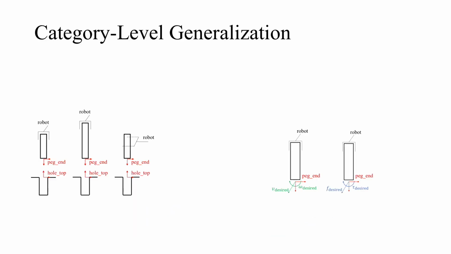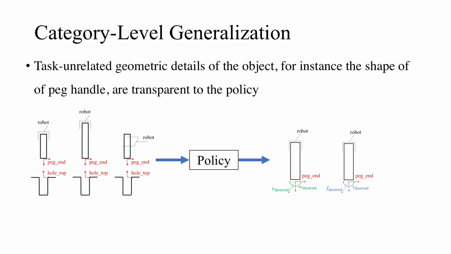We just established the object and action representation. That would be the input and output of our closed-loop policy. Importantly, task-unrelated geometric details of the object are transparent to our policy, for instance, the shape of the pack handle. This enables category-level generalization despite significant shape variation.